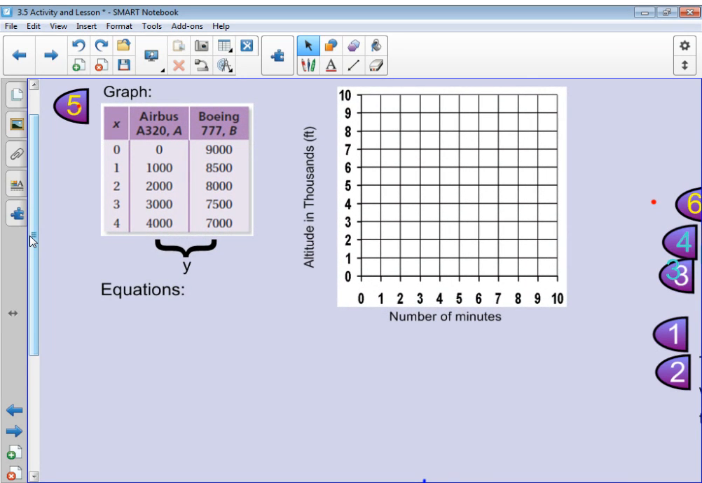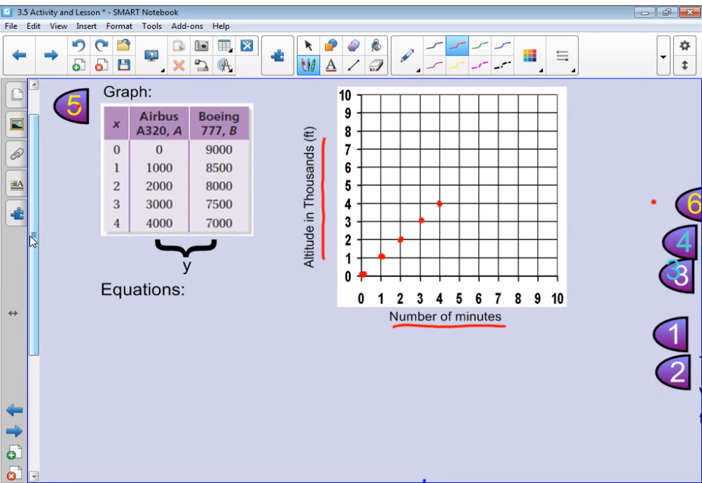It says the Airbus A320 and the Boeing 777. And it gives us some information. So when our x is 0, our x is our number of minutes, and our y is our altitude in thousands of feet. So for Airbus A, it was over to 0, up to 0, over to 1, up to 1,000. Since these are in thousands, I'm just going to go up to 1. Over to 2, up to 2,000. Over to 3, up to 3,000. And over to 4, up to 4,000.